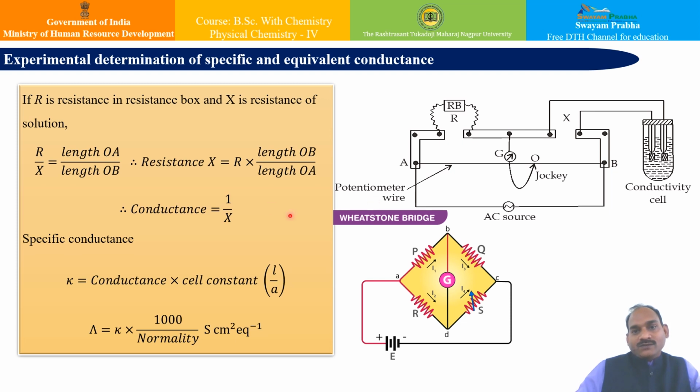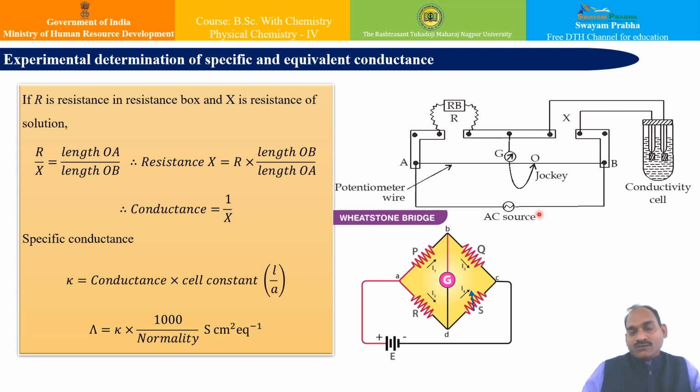Basically, the conductance of a solution can be determined by measuring the resistance offered by a solution contained within two electrodes of a conductivity cell. This is the conductivity cell. Now, this specific conductance is determined using the principle of the Wheatstone bridge. This is known as the Wheatstone bridge.